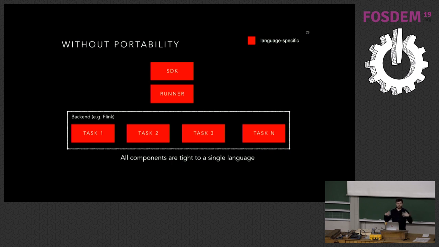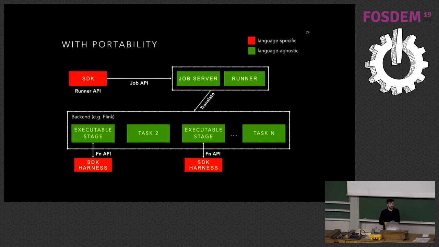So let me simplify this a lot. The old way was that we have the SDK and the runner, and we have, for example, an execution engine like Flink with a bunch of tasks, and all these were in Java. And that worked pretty well. The new way is a bit different.